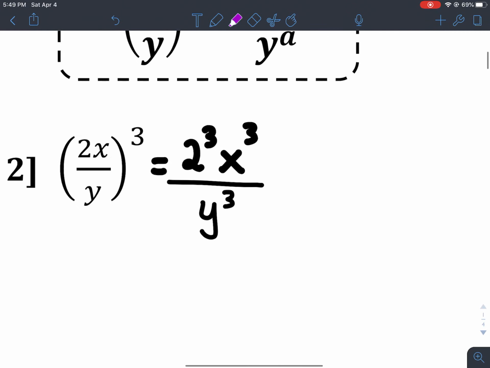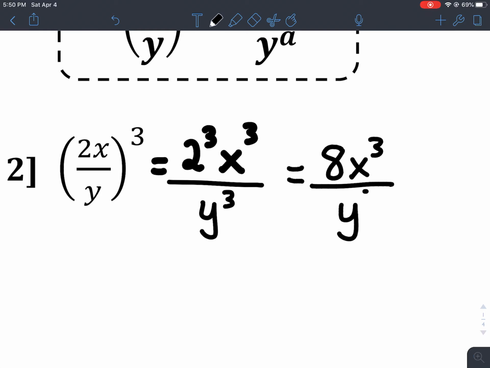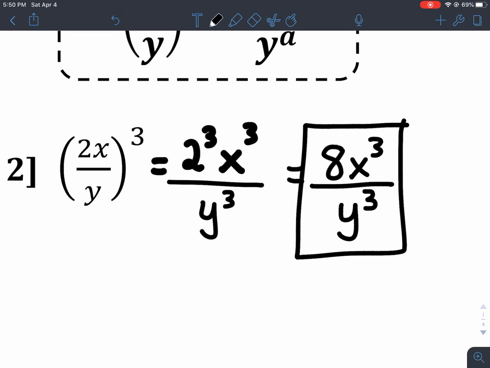So now if we try and simplify that, 2 to the third power is 8, x to the third over y to the third. We're done here. We can't apply the quotient rule because x and y are not the same base. So therefore, we are done.